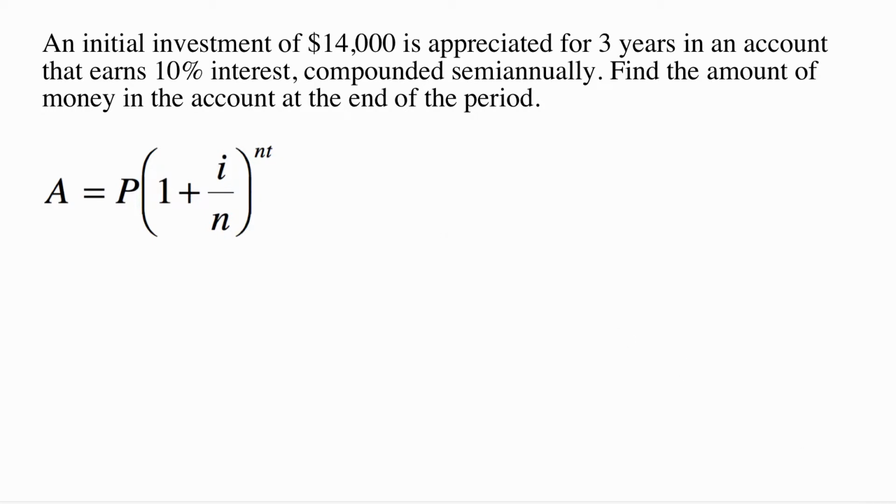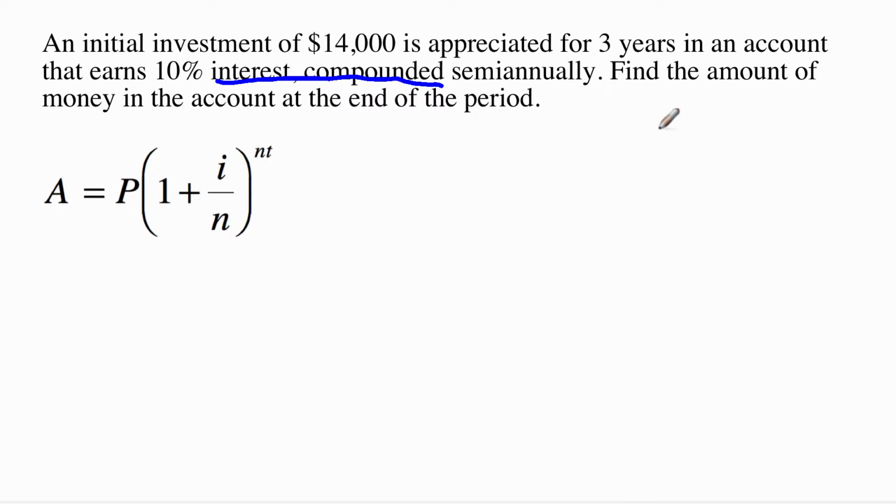Okay, here's a couple questions. The first one is a question where you have to determine how much money you have after a certain amount of time. It says it's appreciated, so it means you're making money off of your money, so you're making interest. So here's the formula for a compound interest question. If they say it's compounded continually, then you can use this other formula.